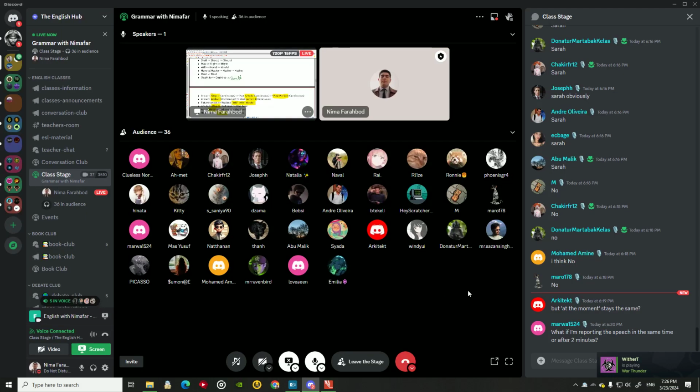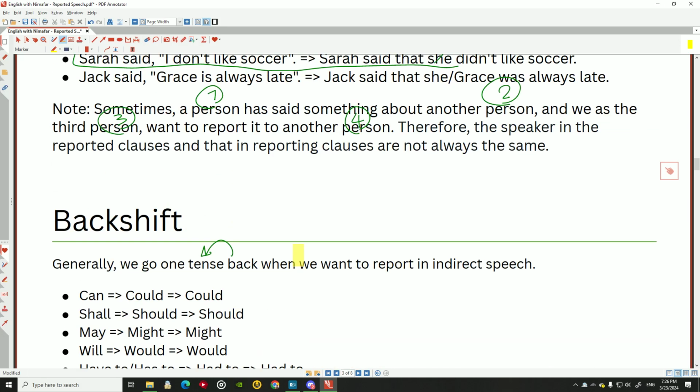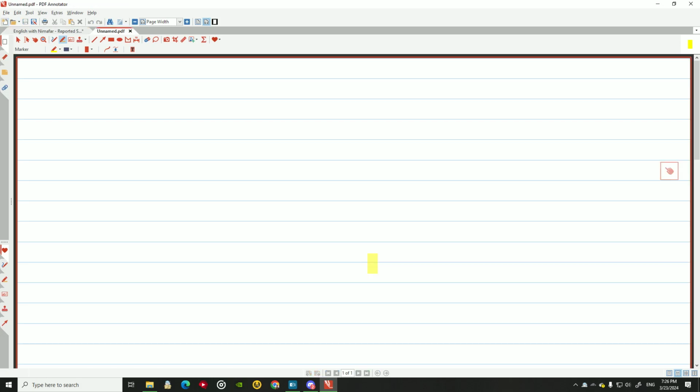Any questions? No questions? Okay. So now try to do it. Let me create another one. Okay, you tell me. Let me write it here. I want to say, for example, Jack said, number one, I can swim. How do you change it to indirect?